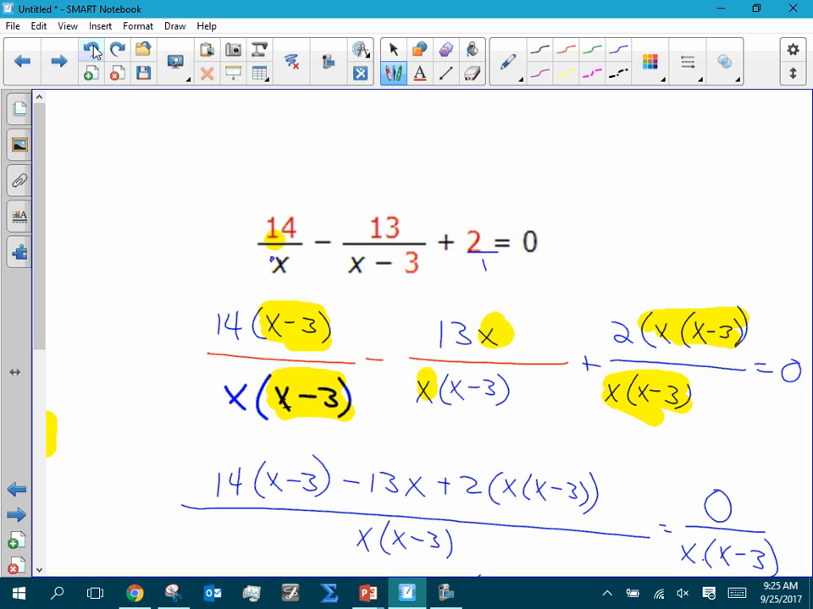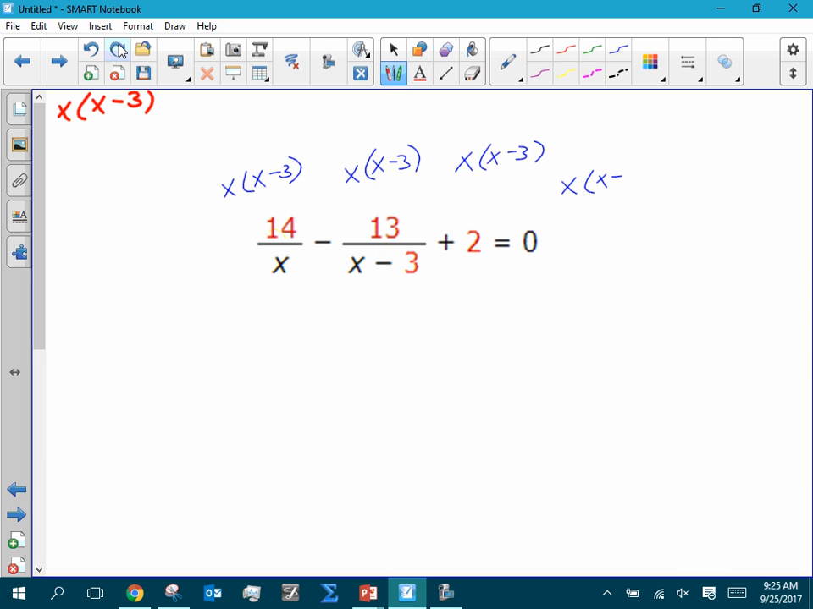So when I go and have it looking like that, again, the x's cancel out, and these are just 14 times x minus 3. Here, those cancel out, leaving me 13x. Nothing cancels out here, so 2x, x minus 3. And then that product gives me 0. And that's exactly the same thing we had once we realized our denominators were the same, so we can work with our numerators, right? Yeah.